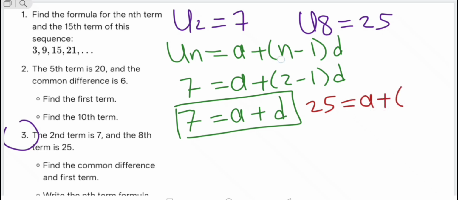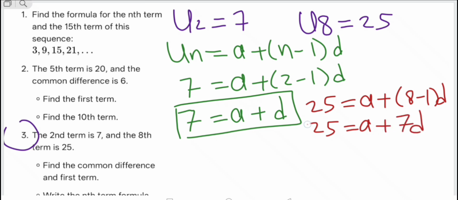A plus, what is n? n is 8, minus 1 into d, because we don't know d. 25 equals a plus 8 minus 1, 7, 7 multiply d, 7d. So these two equations, we got it.